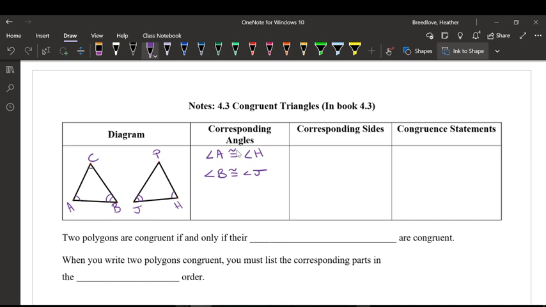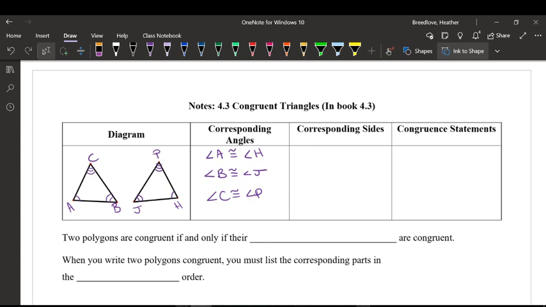So then I'm going to say angle C has 3 lines and angle P has 3 lines. So angle C is congruent to angle P. Alright, so now I have angle A has 1, H has 1, B has 2, J has 2, C has 3, P has 3. Again, that does not mean anything about which one's larger.